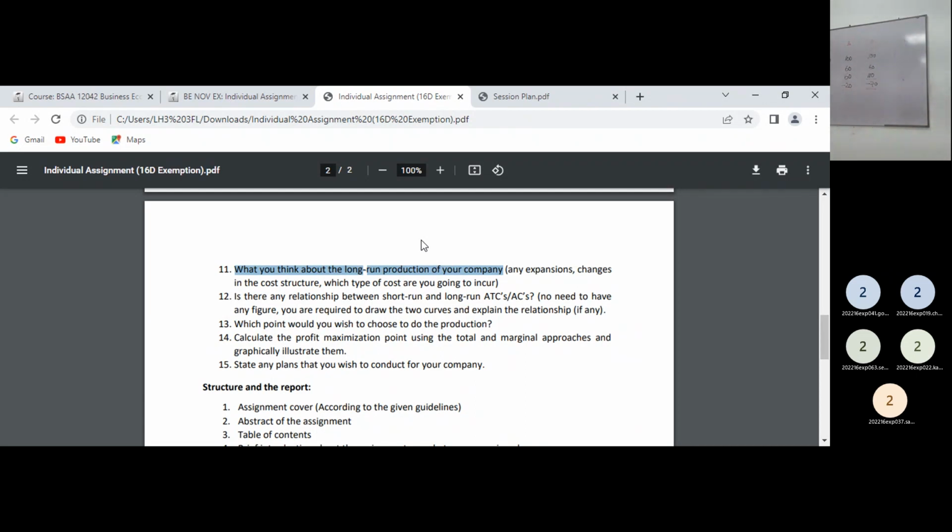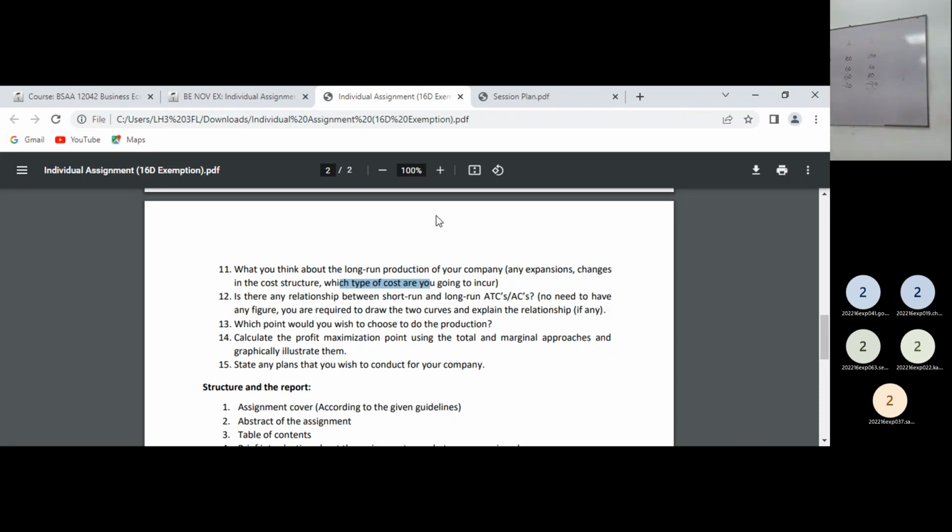Now you are a real businessman. This is your company. I need your plan. Any expansions, changes in the cost structure, which type of cost you are going to incur. It's obvious that it's variable cost. So you need to come up with certain analysis. Then, is there a relationship between the short run and the long run cost? You need to write: is there a relationship?